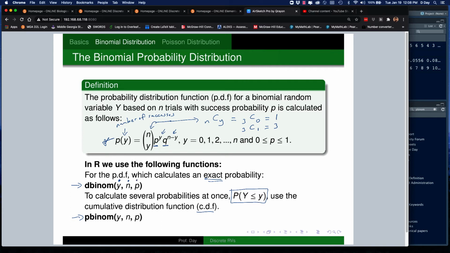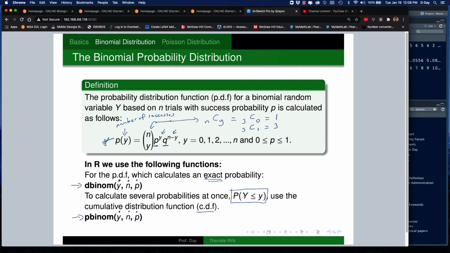So it takes y, which is the value either you want to know the exact probability of, or the value that you want to add probabilities up to and stop at in the pbinom version. N and p are the same in both cases. N is the number of trials you have, p is the probability of success. After that, R knows what to do with it.